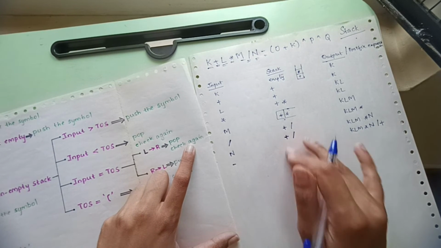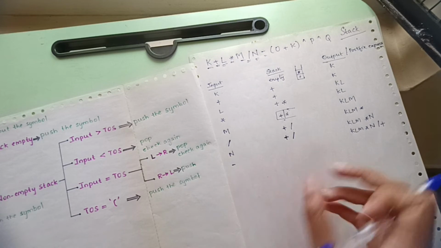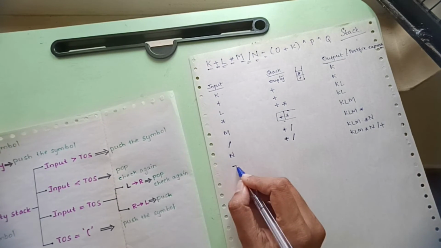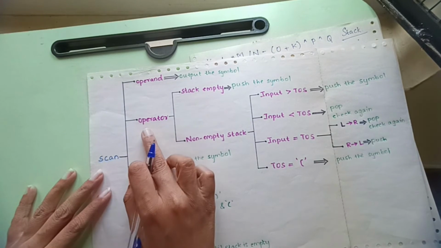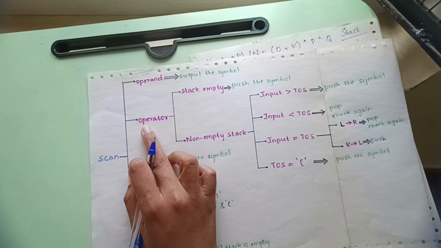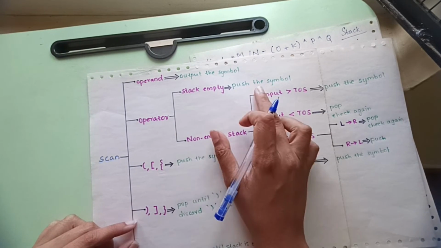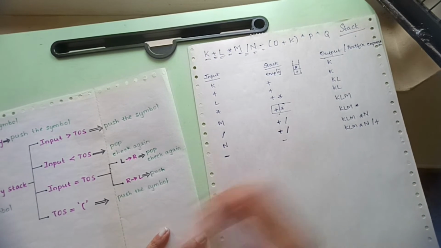Now the stack is again empty. Which condition does it fall under? It is empty, so we are going to check again. The incoming input is minus, and the stack is empty. So which condition? The input is an operator, that is minus, and the stack is empty. What do we have to do? Push the symbol. This is minus, so we will simply push this minus inside.